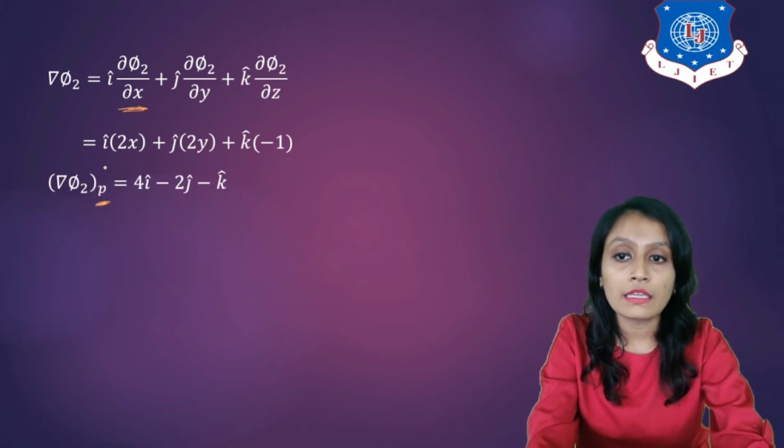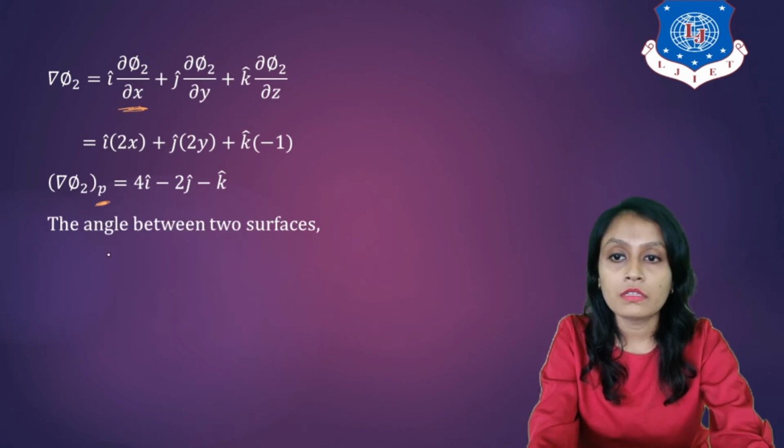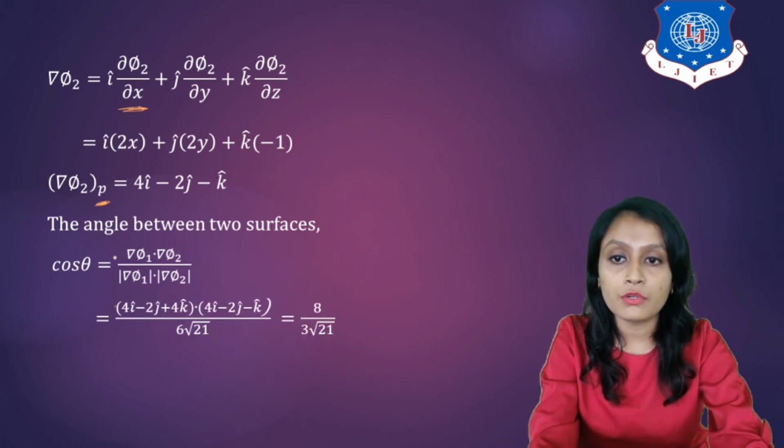So you will get the gradient of phi 2 at point P, which is 4i cap minus 2j cap minus k cap. Now the angle between two surfaces is given by the formula cos theta is equal to gradient of phi 1 dot gradient of phi 2 upon length of gradient of phi 1 into length of gradient of phi 2. Now we will substitute all the answers. We know the gradient of phi 1 is 4i cap minus 2j cap plus 4k cap, into gradient of phi 2, that is 4i cap minus 2j cap minus k cap.